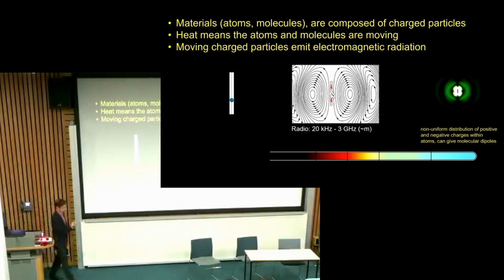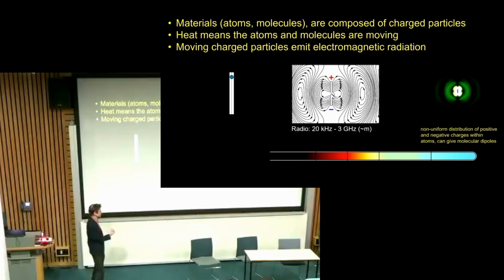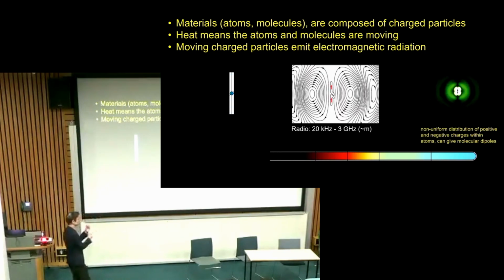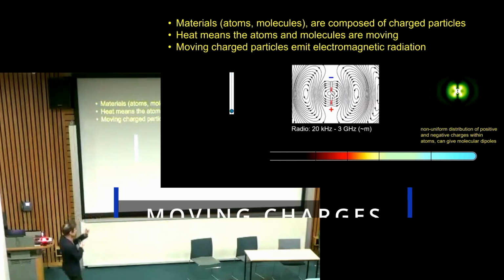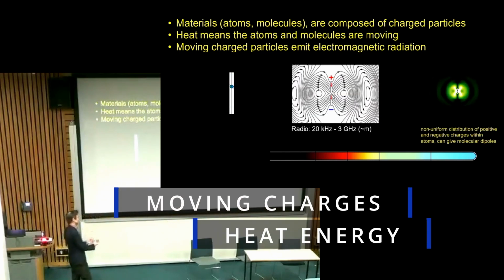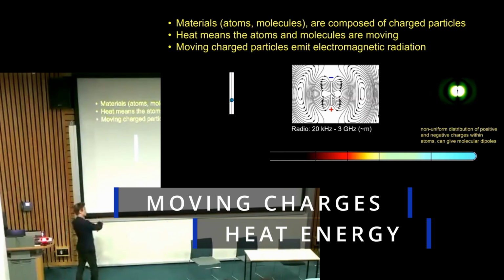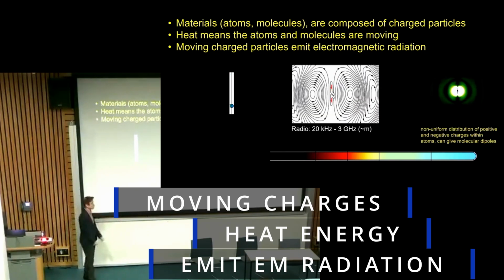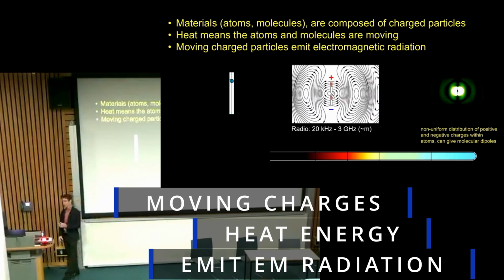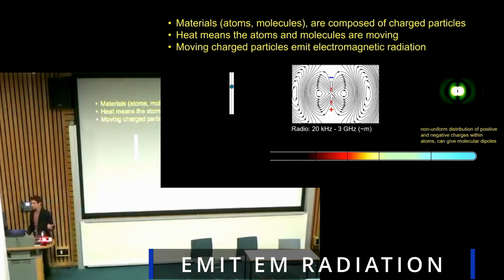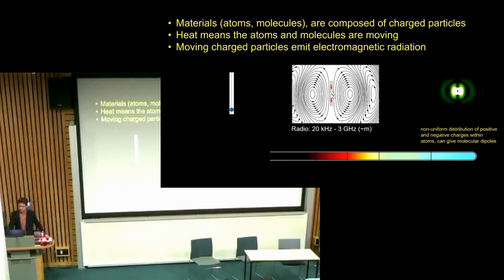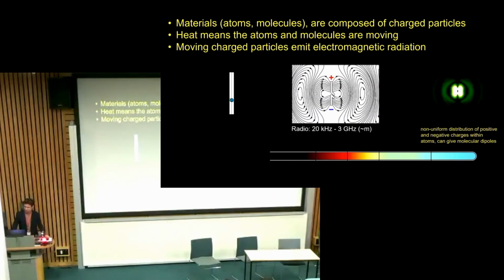If we go down to the more atomic and molecular scale, then again you can get non-uniform distribution of positive and negative charges which are moving around due to heat energy, and therefore they also, as if you like molecular dipoles, are giving off electromagnetic radiation. So it's a very simple concept. Moving charges result in emission of electromagnetic radiation.